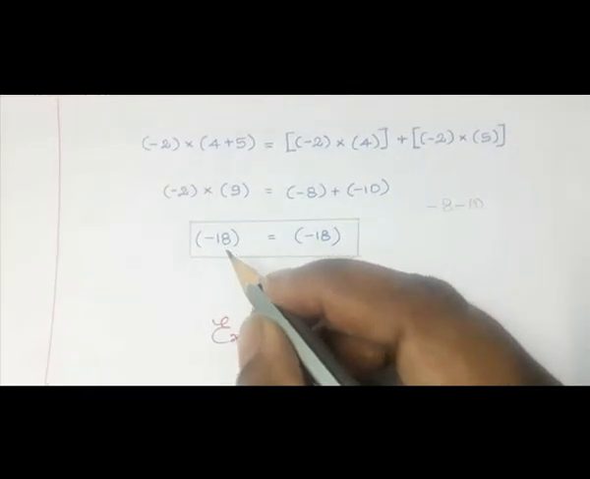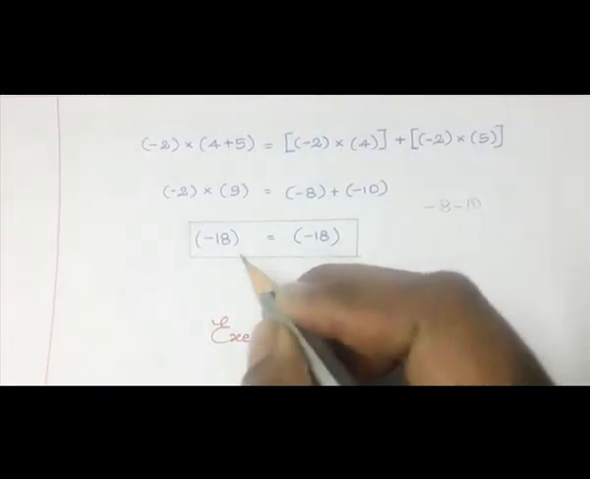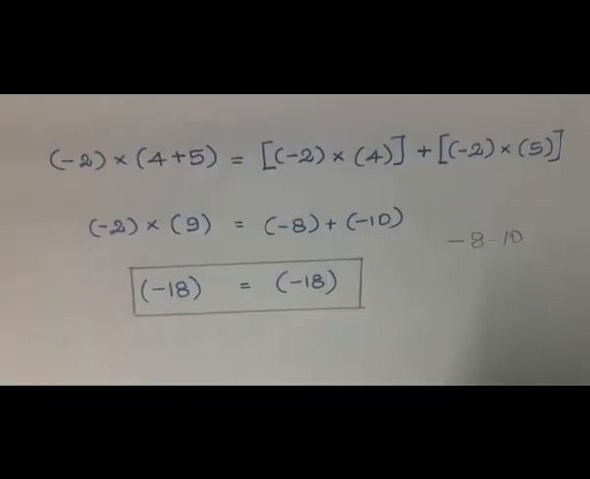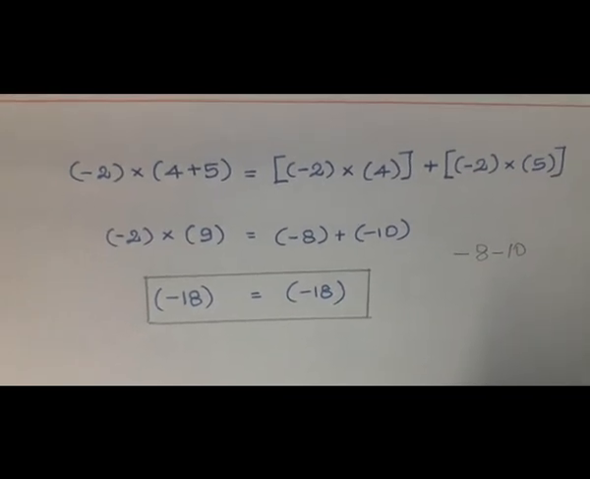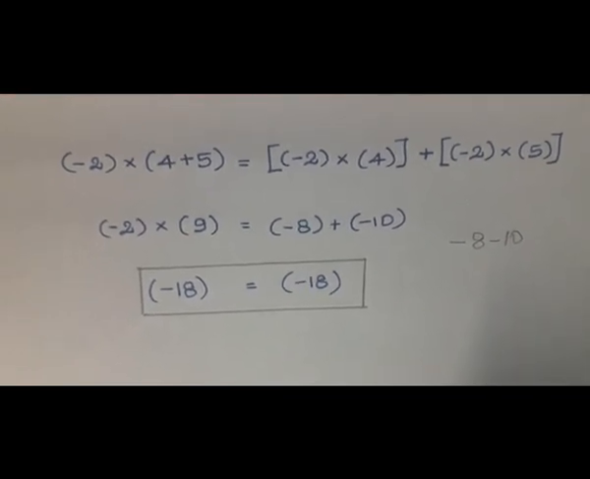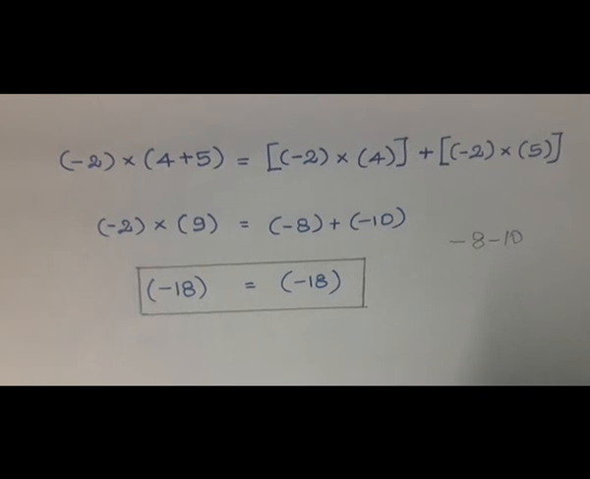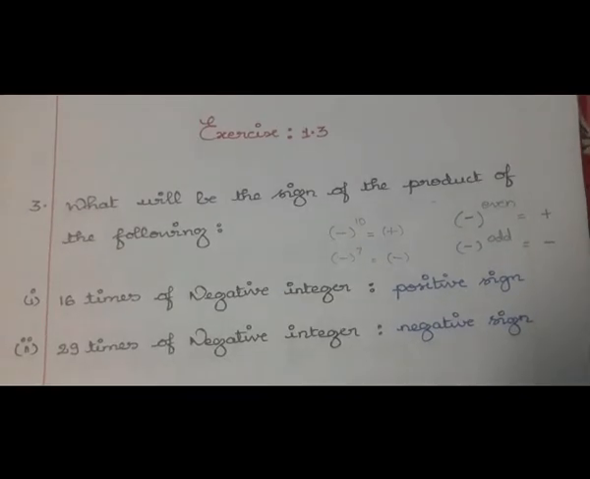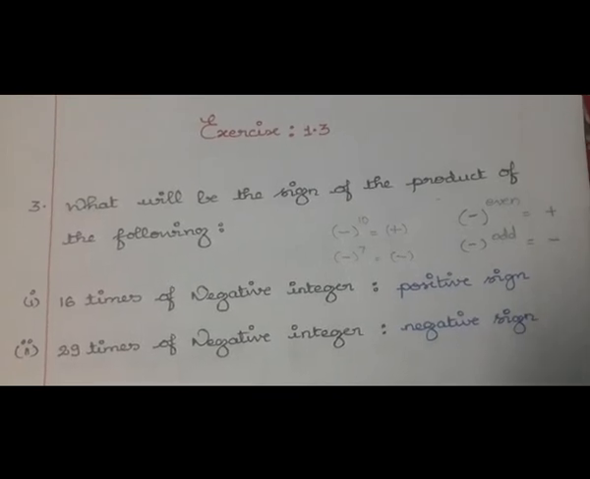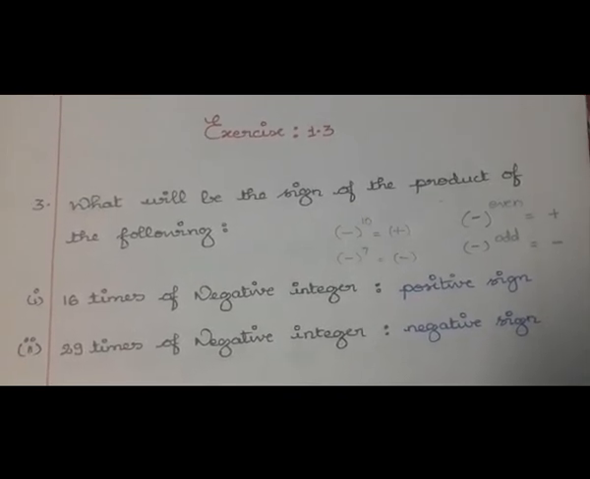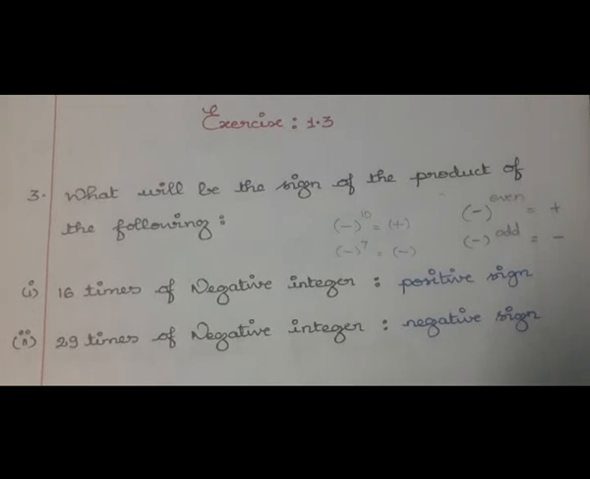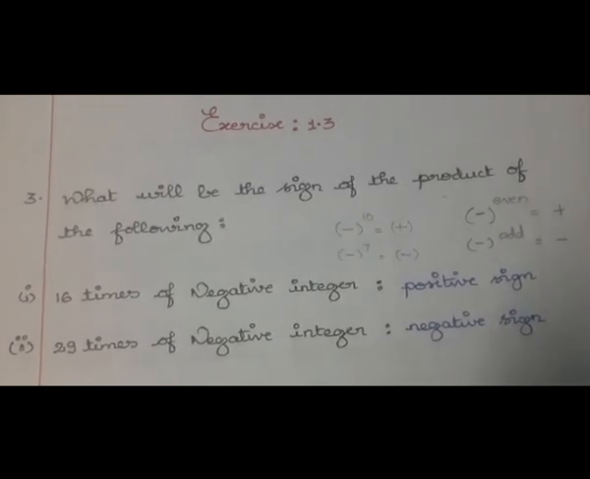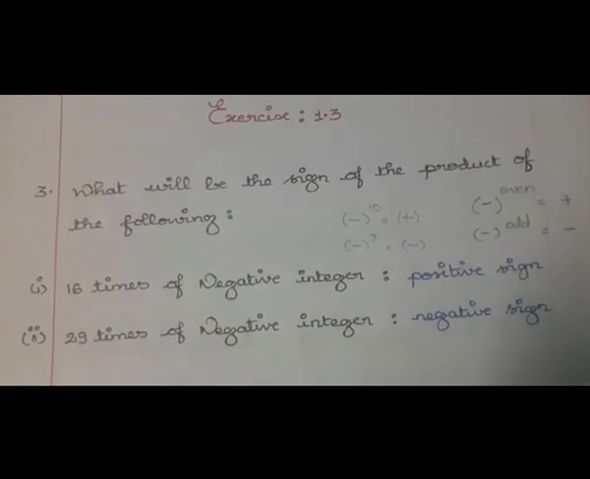Therefore, when you check the left hand side with the right hand side, both the answers are equal. Hence, the distributive property of multiplication over addition is true for integers. Clear? Let's see exercise 1.3. Third question. The first two questions come under fill in the blanks and true or false. So, we'll start from the third question.